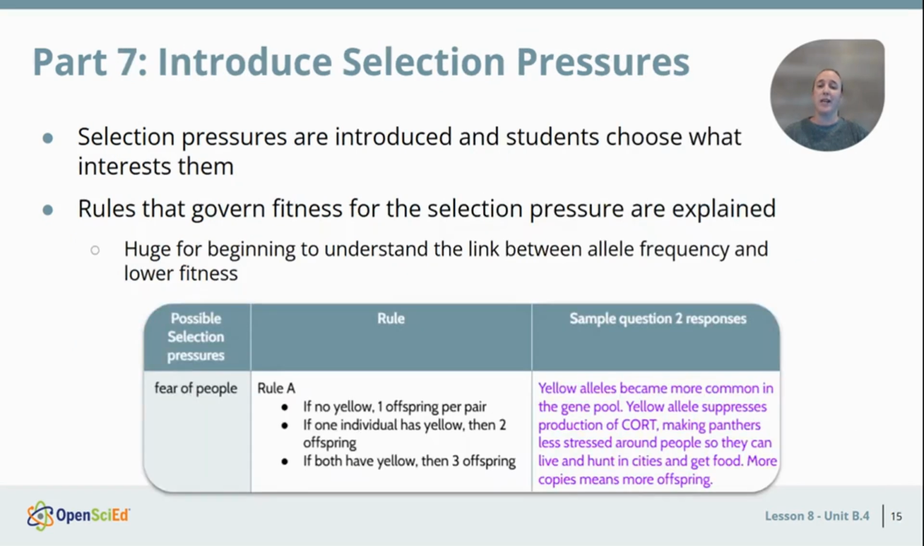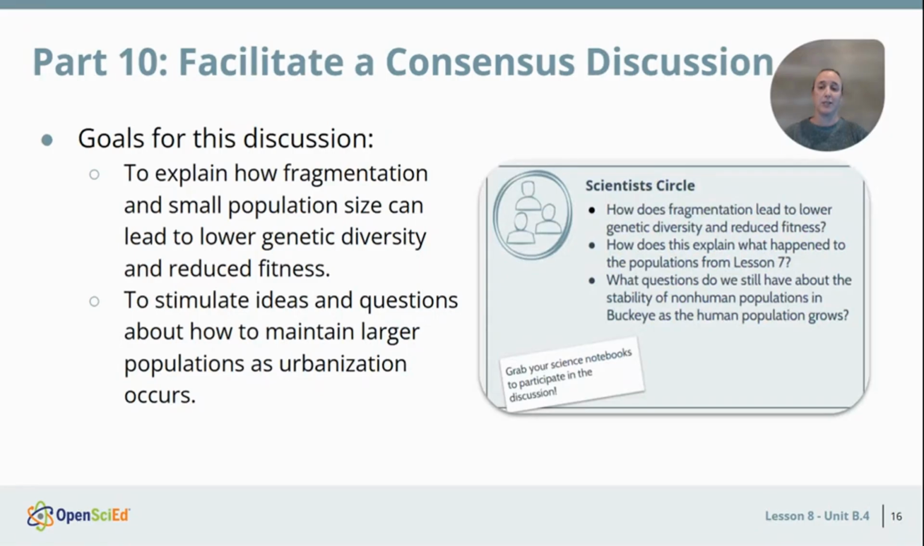Another key moment in Lesson 8 is Part 7. This is a short paragraph in the teacher edition, but much more information can be found in the slide deck. This part starts off with students picking from a list of 4 selection pressures, but the really important area is the discussion governing fitness for the selection pressures. The model instructions or key document is super helpful to support this part of the lesson. I take more than the suggested 5 minutes on this section so that students really understand the rules and what the rules mean. More in tips and tricks about this section, but the goal is for the students to begin to understand the link between allele frequency and lower fitness.